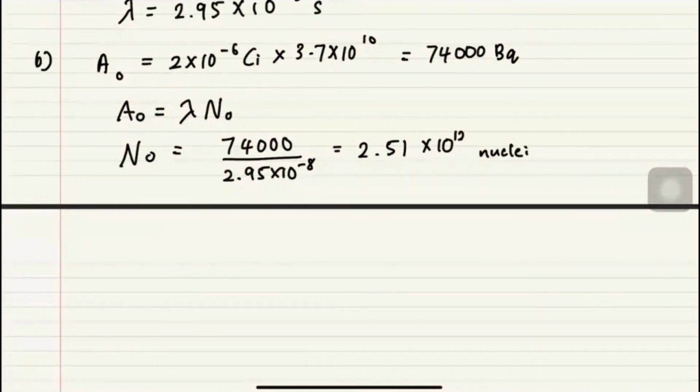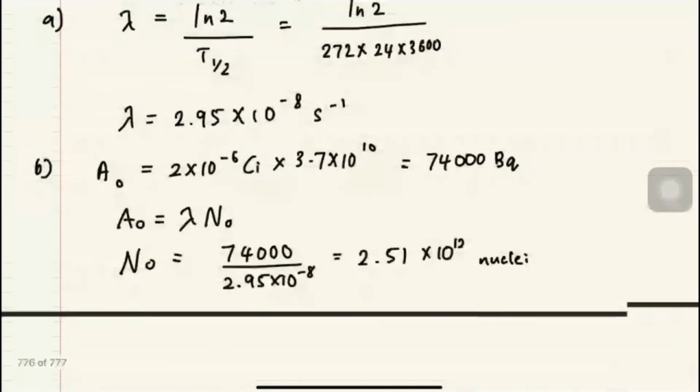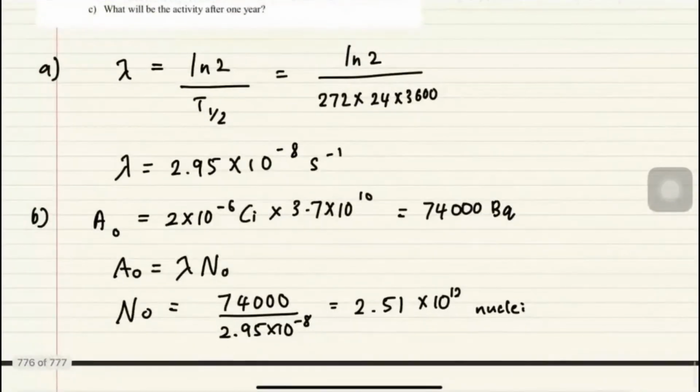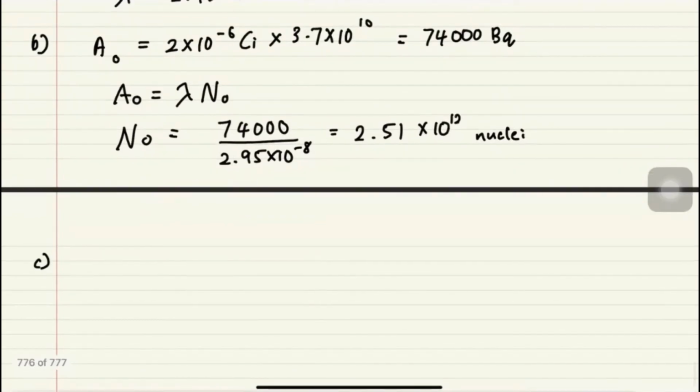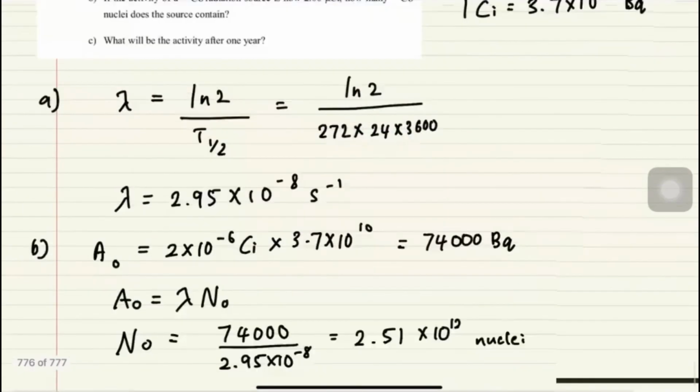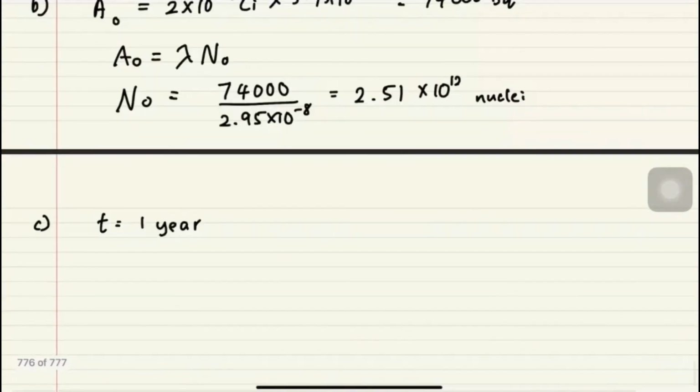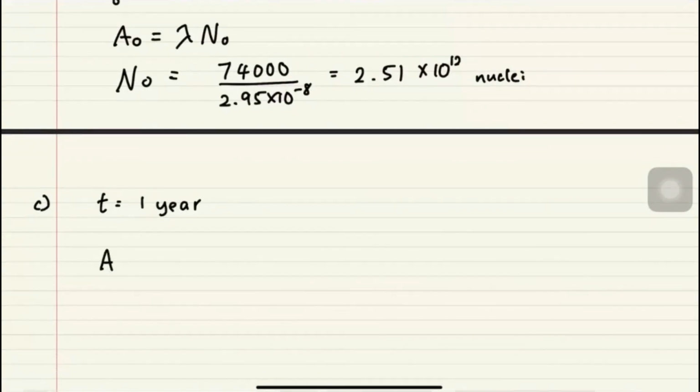And last question here, kata what will be the activity after 1 year? Okay, see, if they ask you to find after certain time, most likely you have to use yang A equals to A naught exponent tu 1 year, and they want to find activity, so you have to use A lah, A equation. Kalau dia cari nuclei, N equals to N naught.